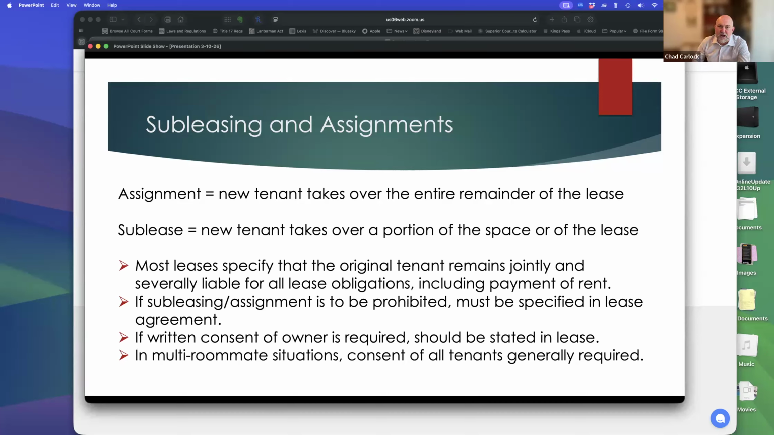And certainly it's best practice in a multi-roommate situation, like an apartment or a large house where you've got different people in multiple bedrooms, that sort of thing. That's not necessarily one family unit. You want to get everyone's consent, all the tenants, to a sublease or an assignment. That can be difficult sometimes. If 4 of the 5 people are okay with the new person coming in, and the fifth person doesn't want them to move in, that can complicate things.